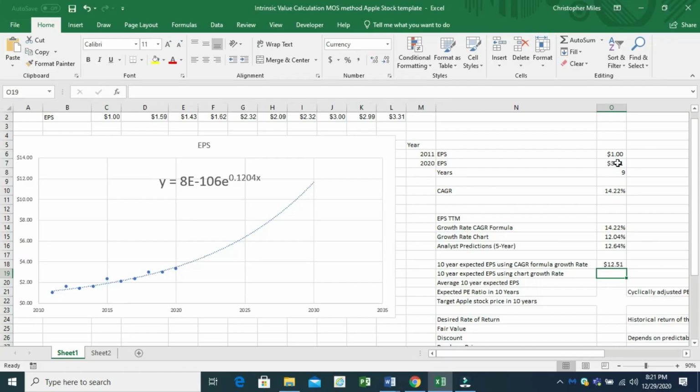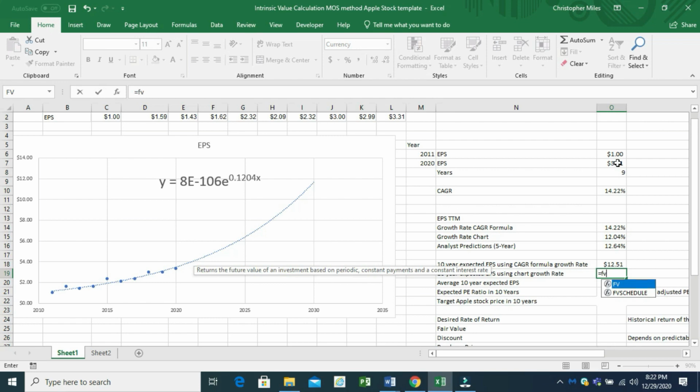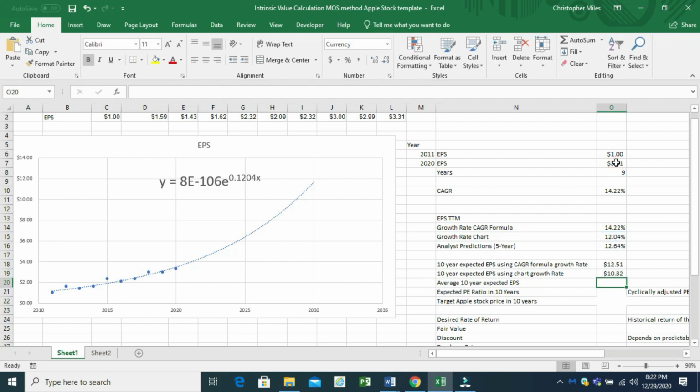Okay, so now we're going to repeat the process with the growth rate that we used by populating the chart, which was 12.04%. So we're going to do the exact same thing. Equal sign, future value, FV, rate, 12.04%, number of periods, 10, payment we don't have, and present value, again, negative, trailing 12-month EPS. And that's going to give us $10.32. So we now have a range of expected earnings per share values in 10 years for Apple.